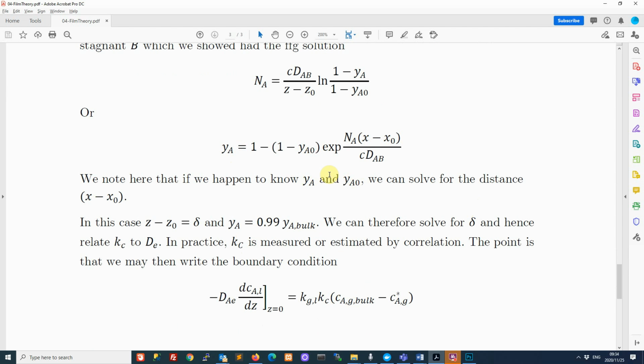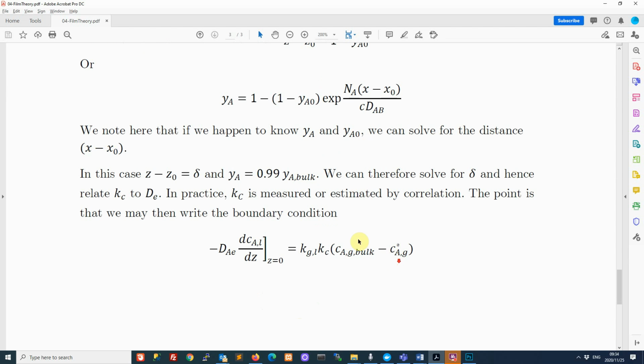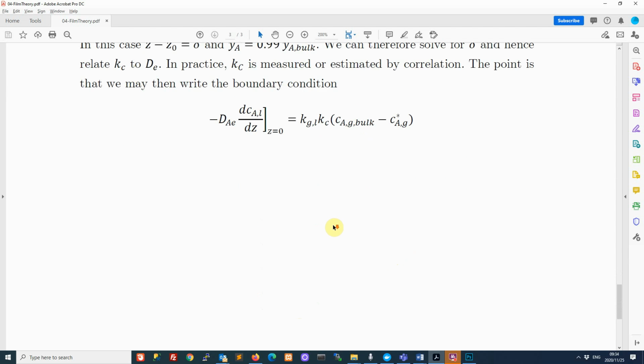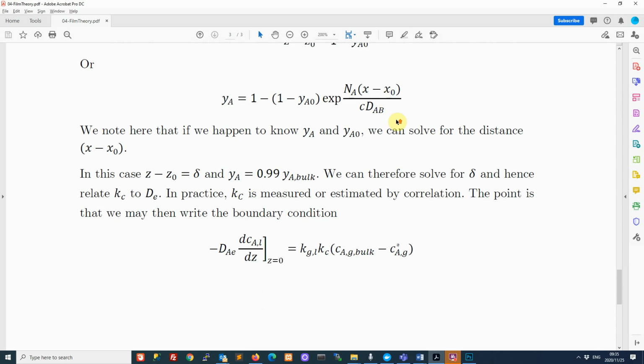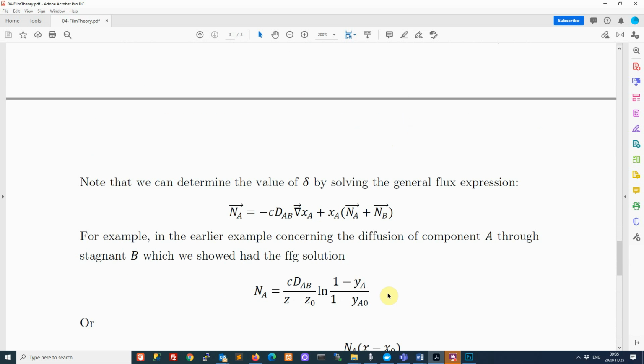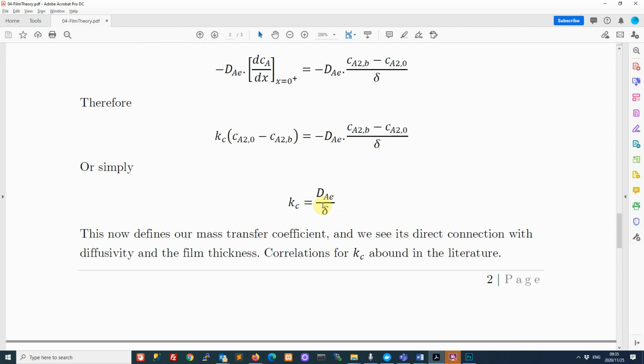Everything here is defined. And so we can solve this so that we get x minus x naught. So we solve this to get our distance away from the interface. So the difference between this distance and the interface distance, that's our delta, right? So we can estimate the delta just by solving this equation, and we'll in fact do some examples like that in the tutorial. So we can solve for delta quite rigorously in this case, and so we can estimate Kc.